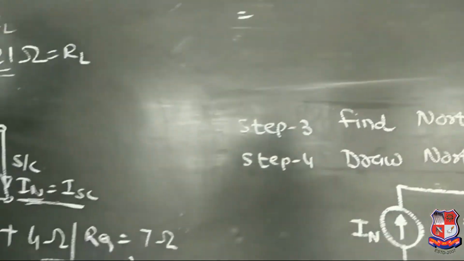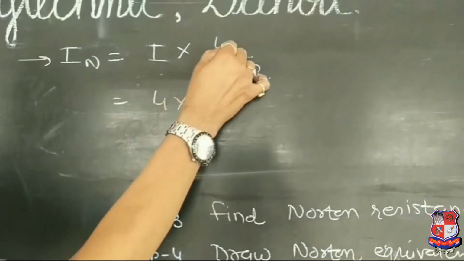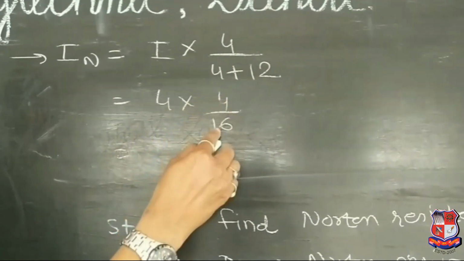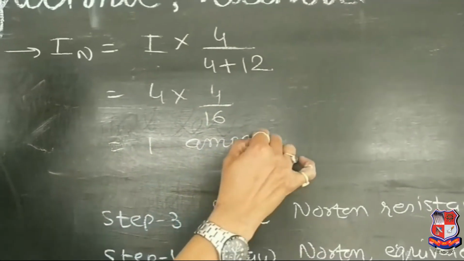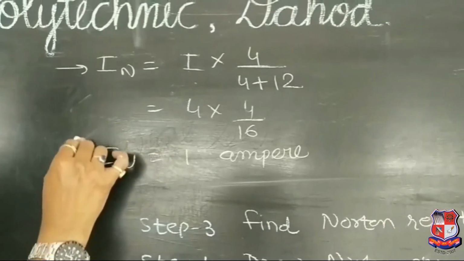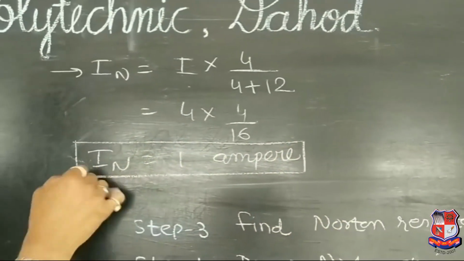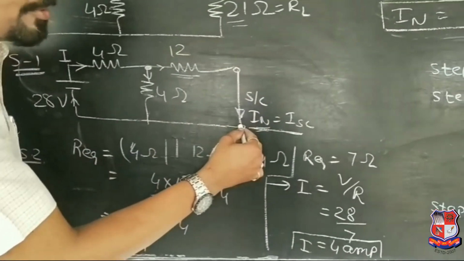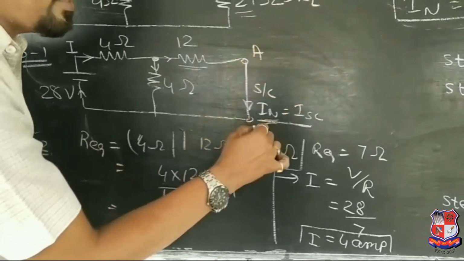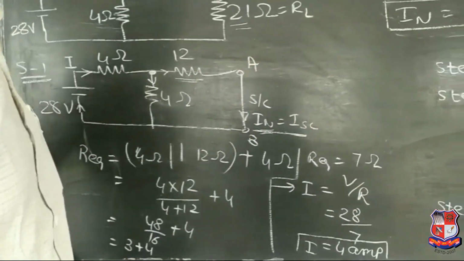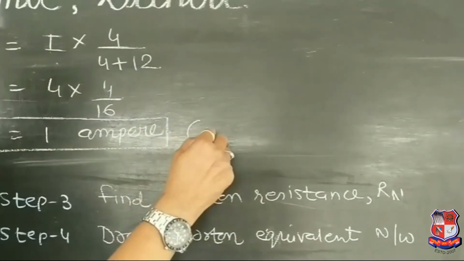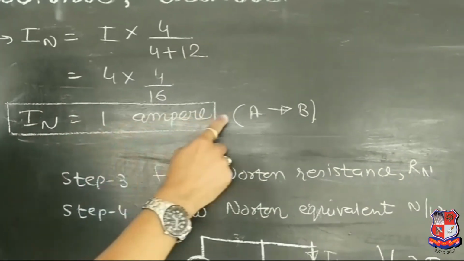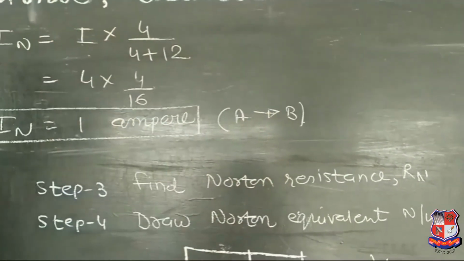What is the current I? That is 4 ampere. 4 multiplied by this 4 upon 4 plus 12, that is 16. So 4 4s are 16 by 16, that is 1 ampere current. So it is our Norton current. I Norton equal to 1 ampere. For this network, whatever the direction of current we assume, that is downward, say terminal A to terminal B. So here we have to represent the direction of current, that is from A to B. So I Norton equal to 1 ampere and current flows from terminal A to terminal B.